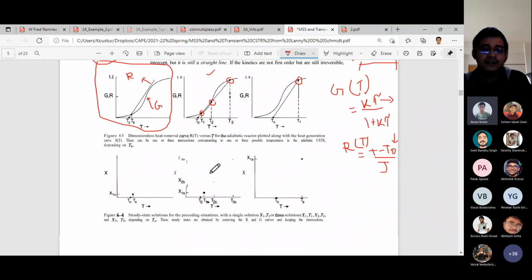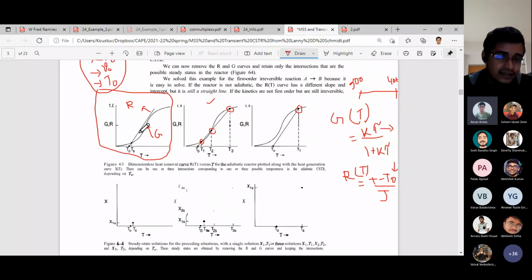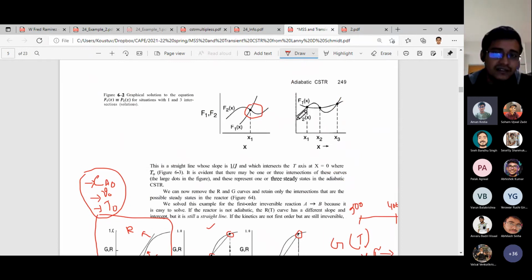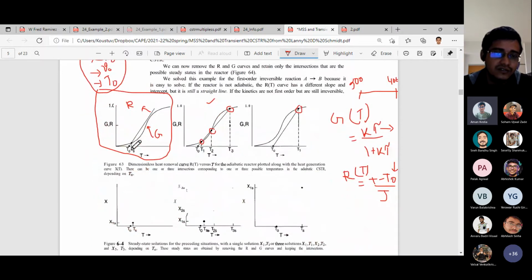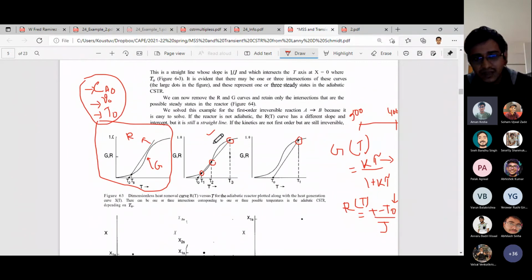So as I said in the first mathematical case, for two expressions f1 and f2, where they intersect, we call it a solution of the equations. So here we also call this a solution. This is the steady state temperature, and if you put that in the expression of conversion, you will get the steady state conversion. So we are happy, but here there are 3. So at least now we have understood that a reactor can have a single steady state, or can have multiple steady states. This is actually called multiplicity of steady states.